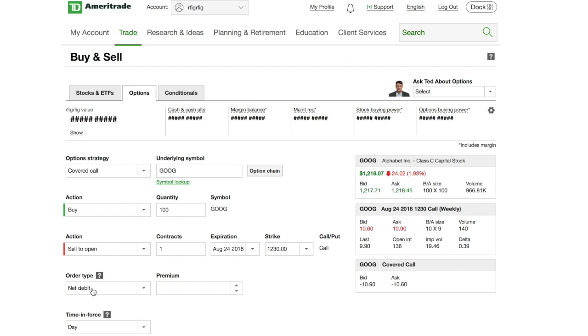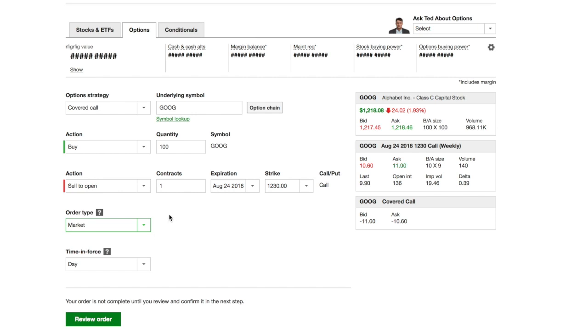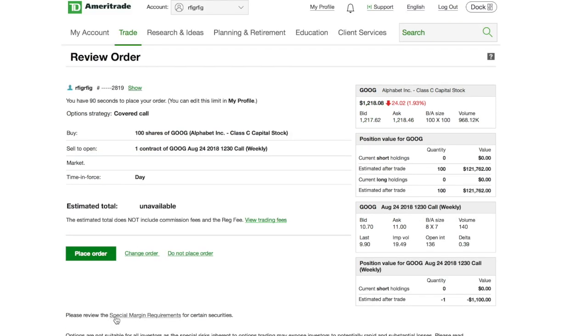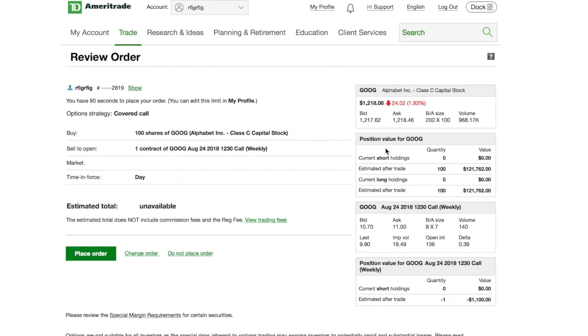But what happens is, money that is going out of your account is a net debit. Money that's coming into your account is called a net credit. So this is a net debit. You can put in here a premium that you want to do, a price that you want to put, or you can just go down here and put market. Give me the best price that's available, right? So we're going to walk through this. Bam. We're going to hit review, right? So this is going to walk you through your particular order.